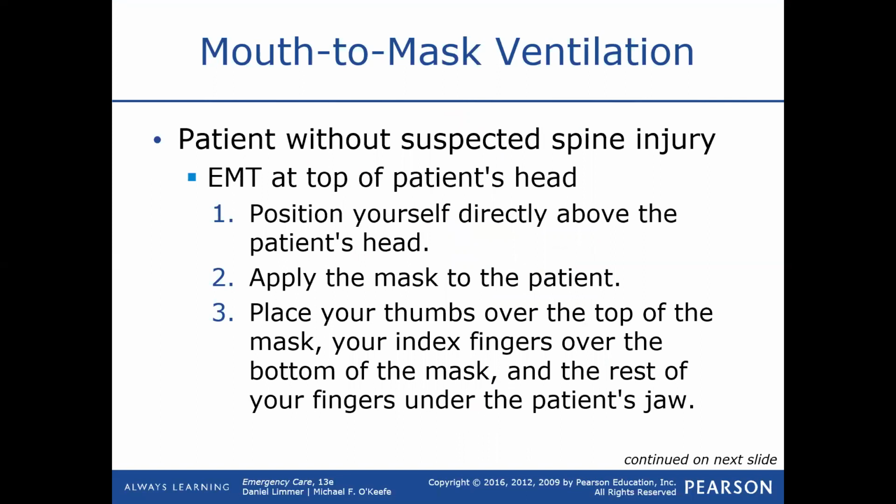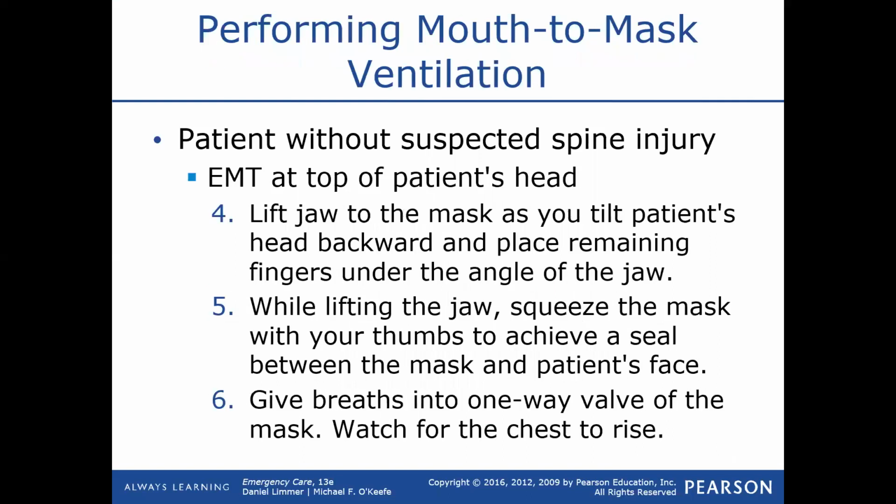So how do we do this? With a patient with a suspected spinal injury, what we're going to do is have the EMT at the top of the head, position yourself directly above the patient's head, apply the mask to the patient, place your thumbs over the top of the mask with your index fingers over to the bottom of the mask. So we're holding the mask onto the patient's face. Okay, we want to cover their mouth and nose, and then we're going to breathe for them.